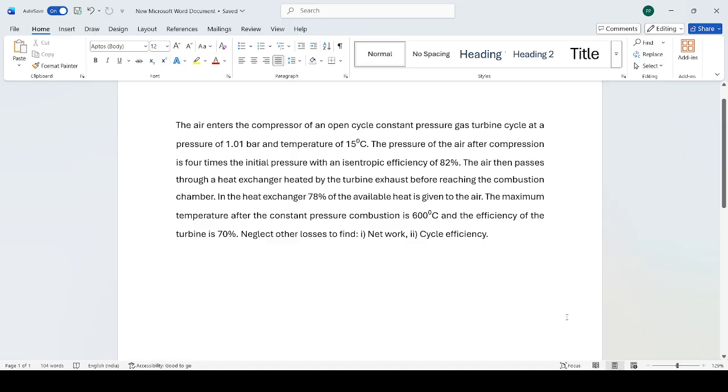In today's session, we'll discuss some of the problems which are associated with the gas turbine cycles. Let us see what is the statement of this particular problem.